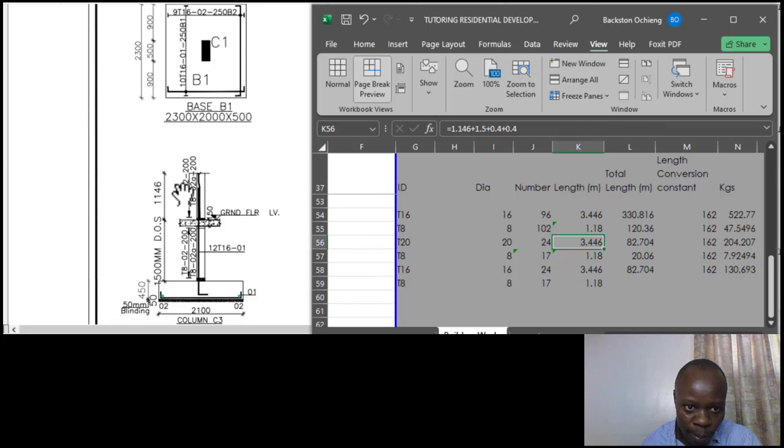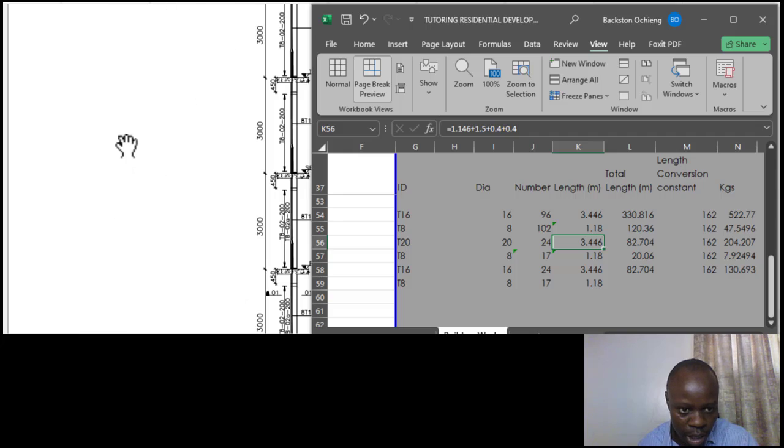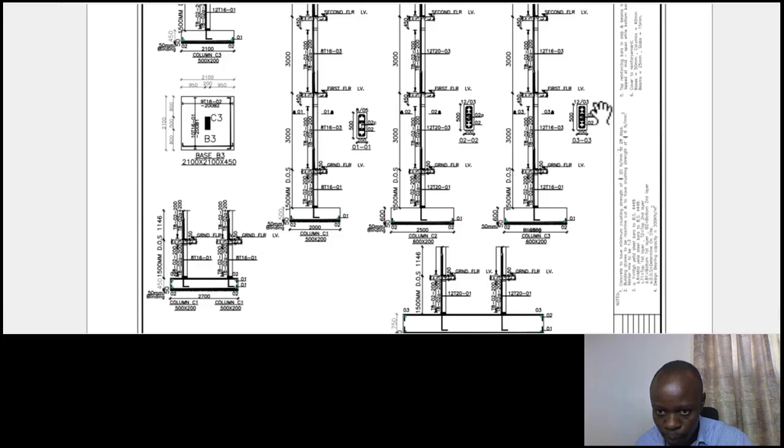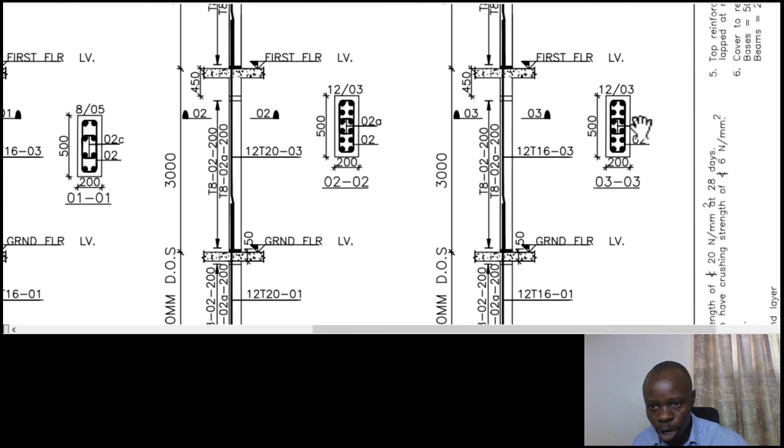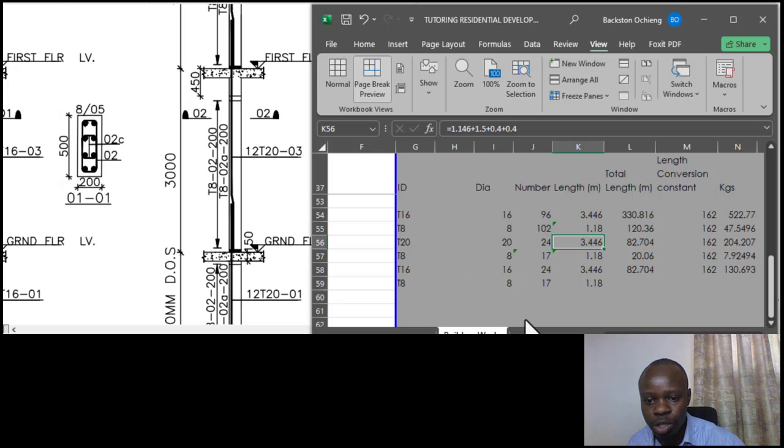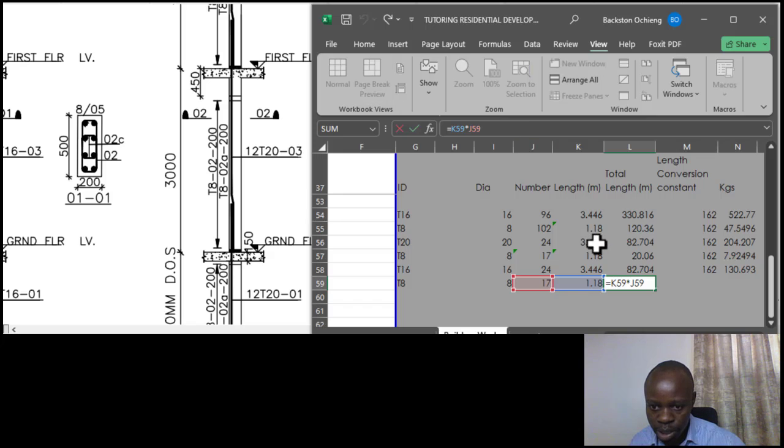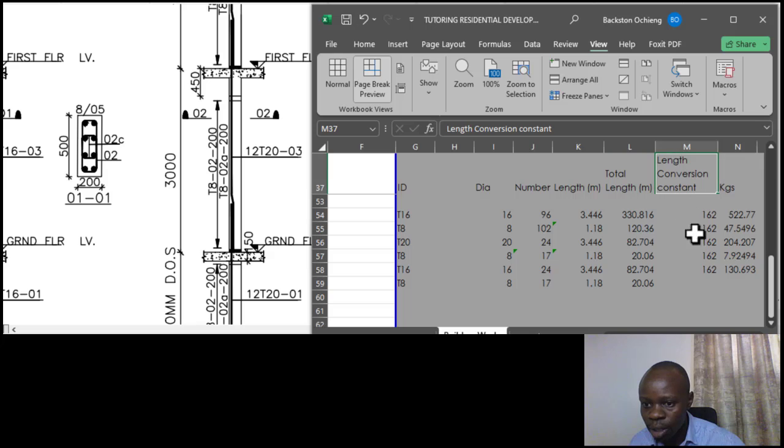Okay, we need to confirm if the size is still the same. So I'll go to column C3. You can see column C3, it's still 500 by 200. So everything that we've done remains the same. Once you've noticed that, then you proceed with your calculation, and this is how it is. Length of 1 times the number of bars, and then the constant is still 162, and the formula is still the same.